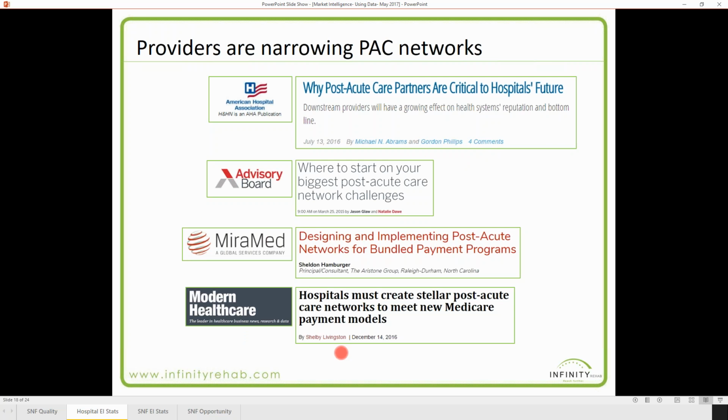And here's a couple of snippets that are out there. If you do a quick Google search, you're going to find dozens and dozens of articles around narrowing networks. Why are they doing it? What's the logic behind it? What's the mechanism for it?